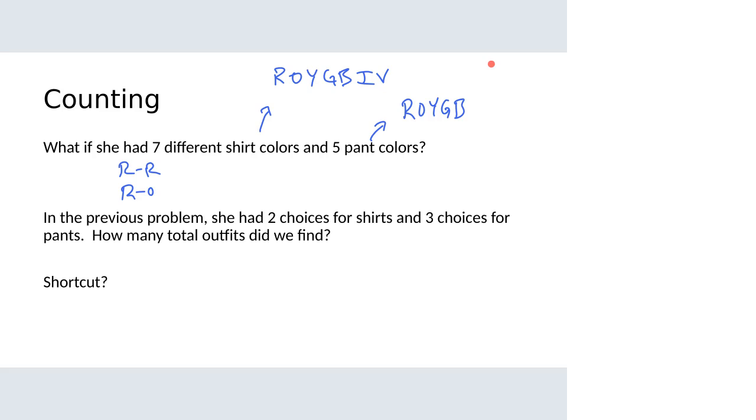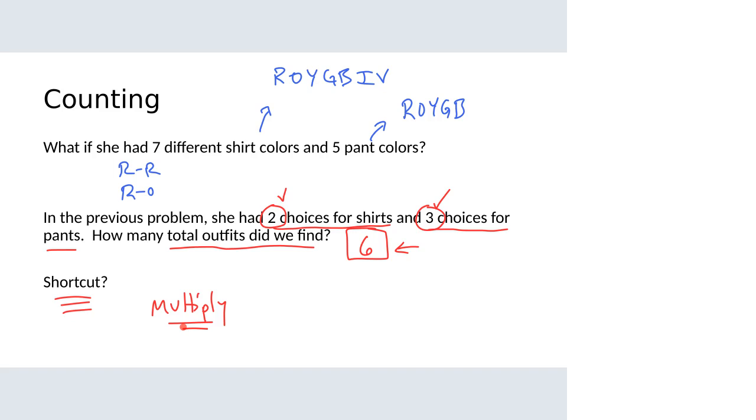In the last problem we were working on, what Mary had was 2 choices for shirts and 3 choices for pants. How many total outfits did we come up with for Mary in that last example? Thank you, Ashley. We came up with 6. So with 2 choices for shirts and 3 choices for pants, we came up with 6 total outfits. What's a shortcut? What do we do to figure out how many outfits there will be without having to list them all out? If we know there's 2 and we know there's 3, how do we get to 6? Multiply. That's exactly right, Kevin. Our shortcut is to multiply.